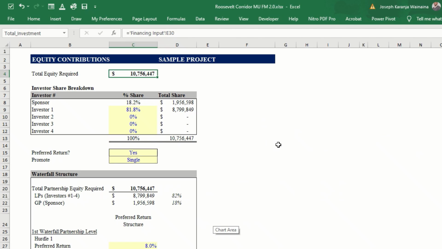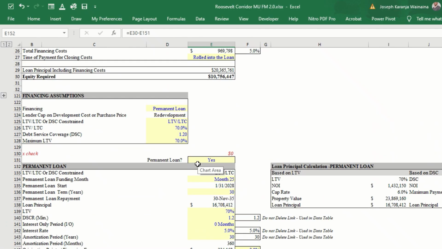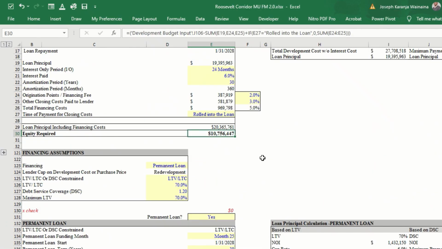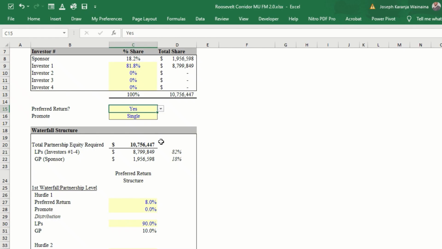For the waterfall section, you do have the investor and the sponsor. For this equity amount that we indicated here, 10.7, we do have the sponsor contributing 18.2 and the investor at 81.8. So these are the breakdown. Here, if it's a preferred return, indicate yes. If it's a no, we don't indicate, there's no preferred return.